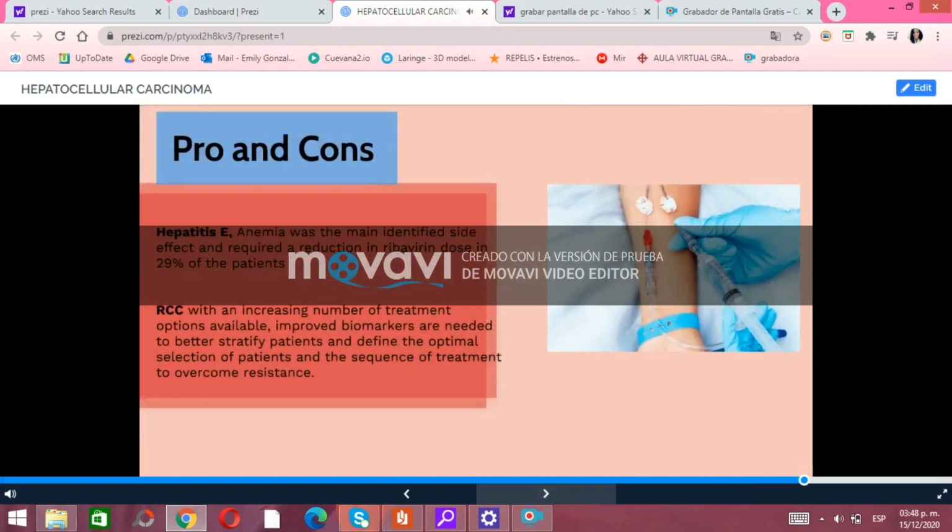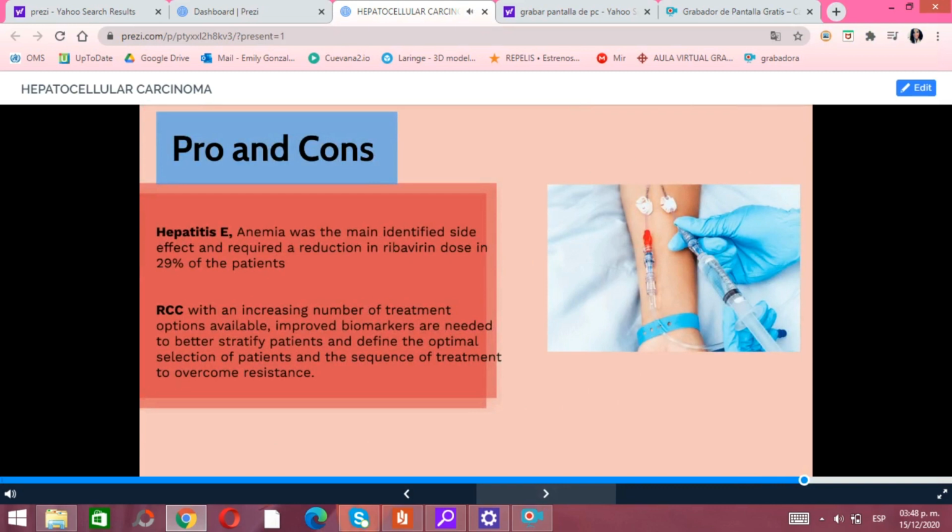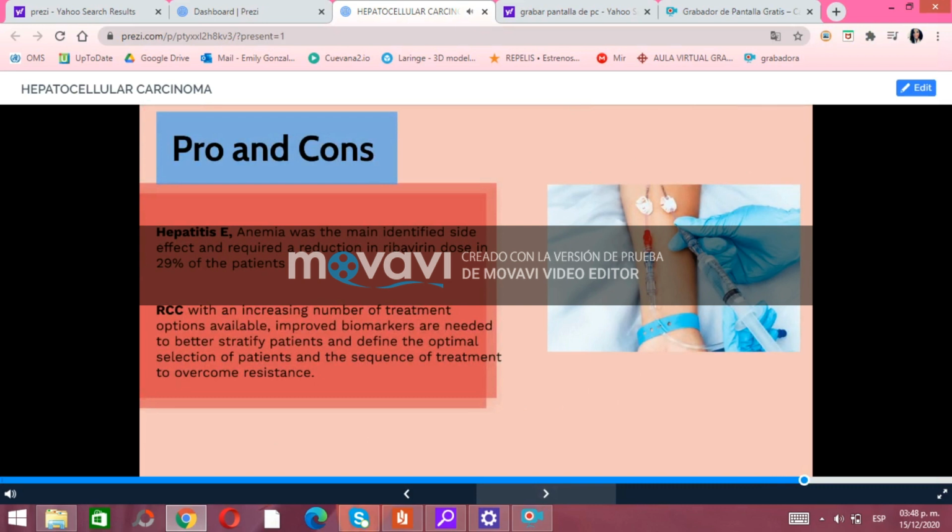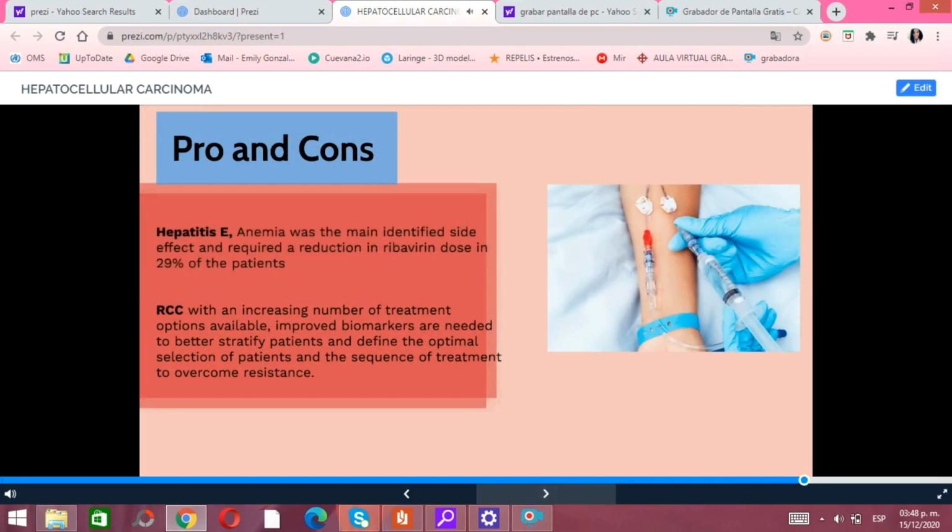Pros and cons. Hepatitis E anemia was the main side effect, leading to reduction of the ribavirin dose in 29% of the patients. In RCC, with an increased number of treatment options available, improved biomarkers are needed to better define patient selection and the sequence of treatment to overcome resistance.